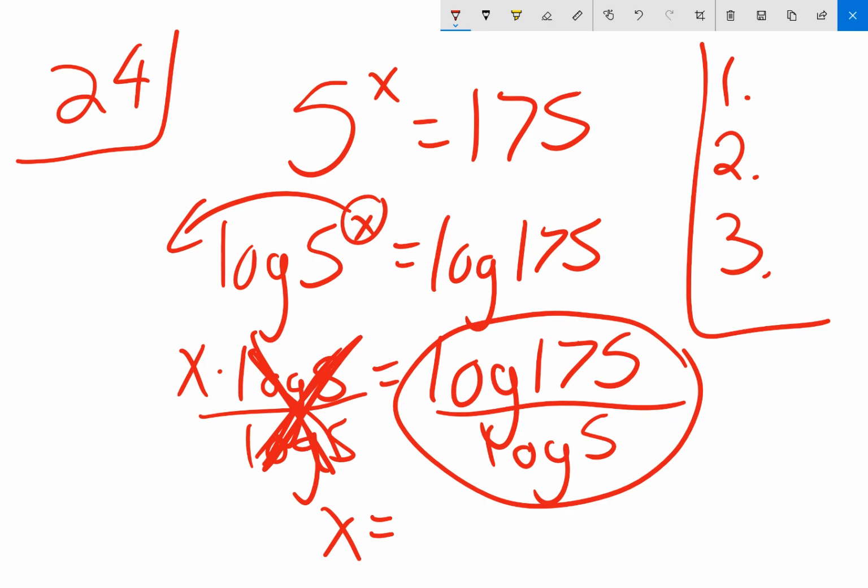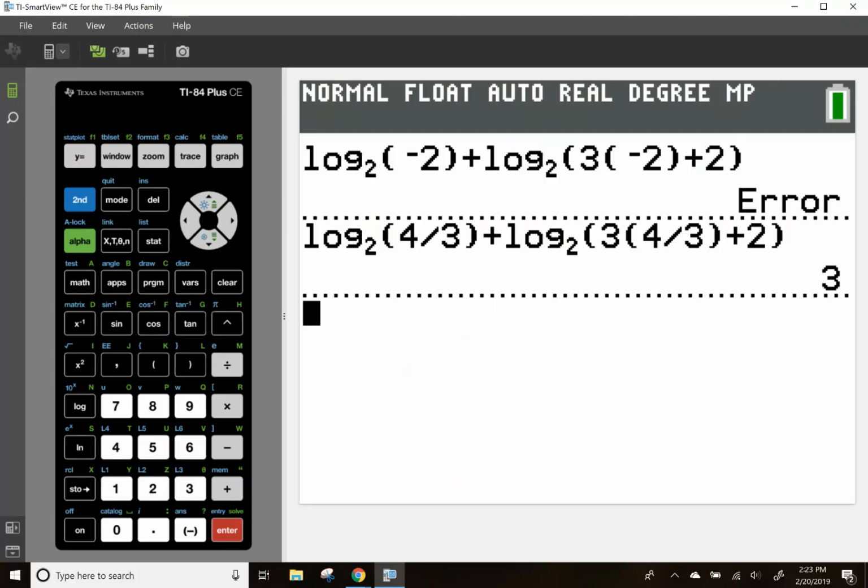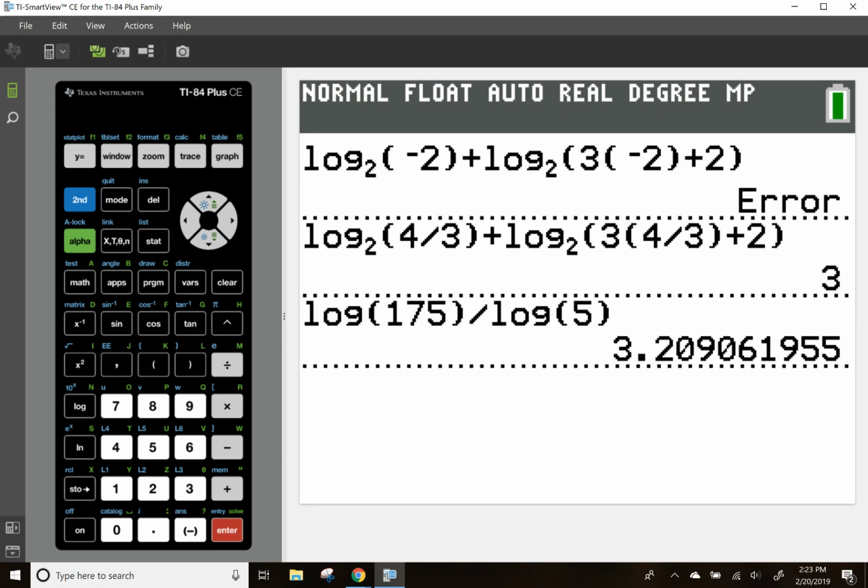Log 175 divided by, oops, I have to make sure I close that parenthesis, divided by log 5. We get 3.2, or 3.21 if you really want to round to 2 decimal places.